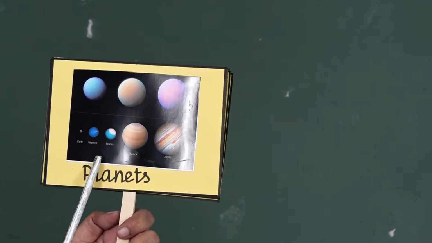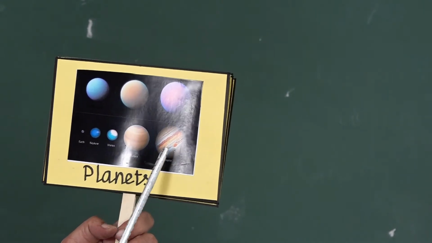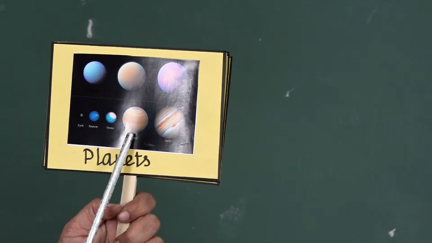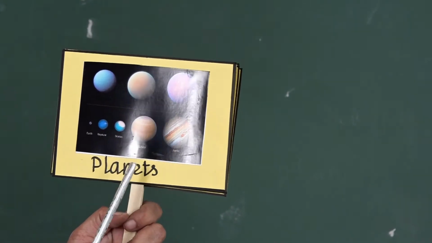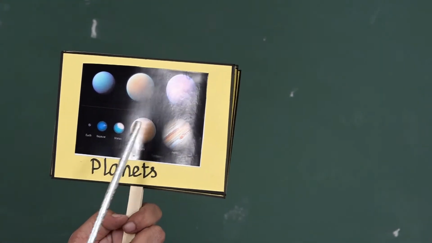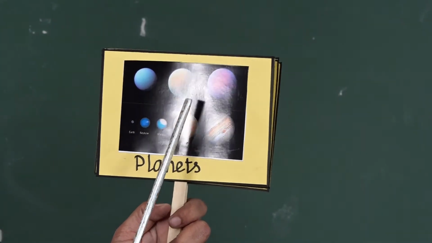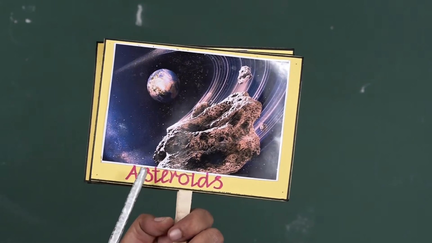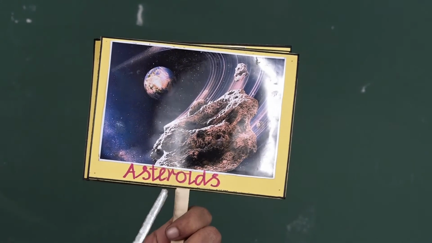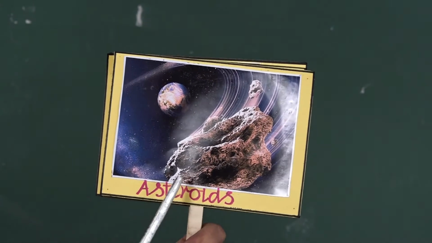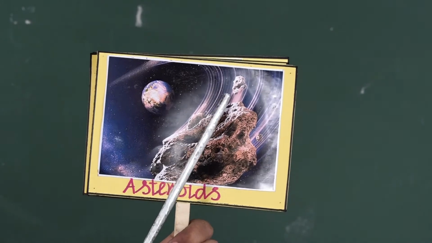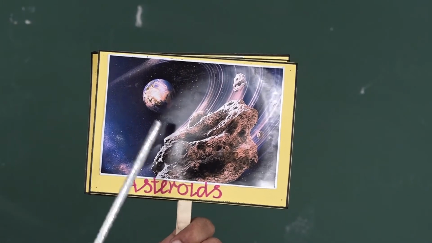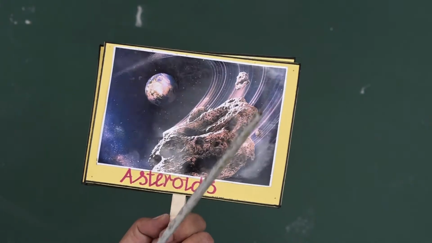The next one is about planets. What are called planets? A planet is a larger object. They are smaller than stars. They do not produce any light. The next one is about asteroids. What are called asteroids? An asteroid is a rocky object in outer space. They revolve around the sun.